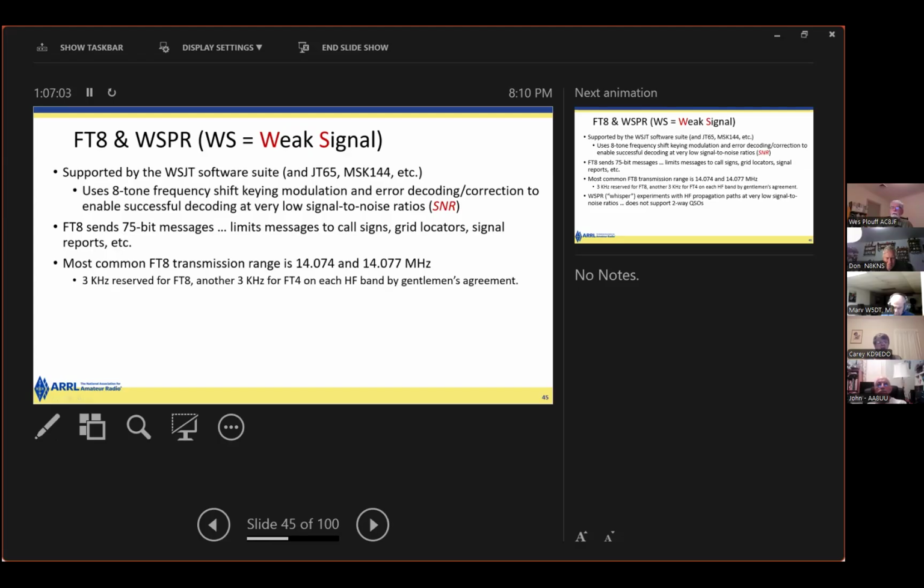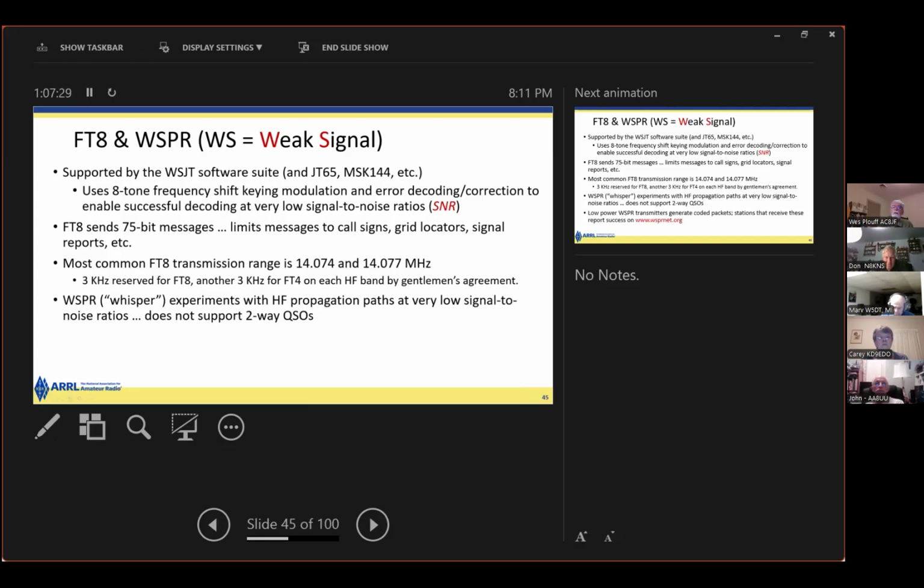FT8, excuse me, usually occupies about 3 kilohertz. In other words, the width of one single sideband signal per band. FT4, which is the same protocol but twice as fast and more designed for contesting, also uses 3 kilohertz on each HF band.